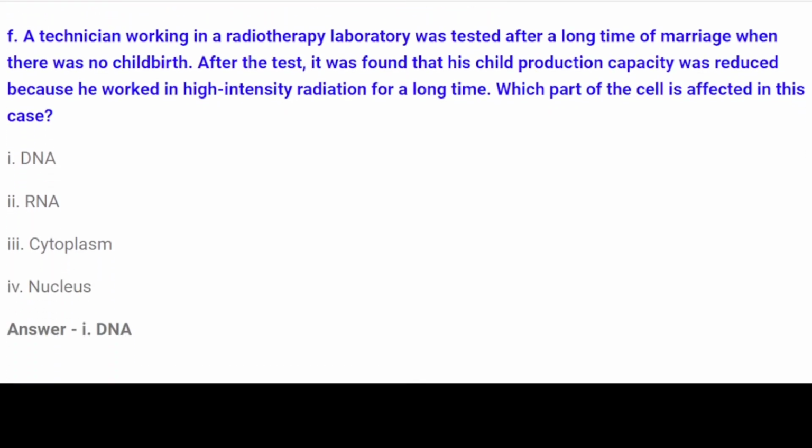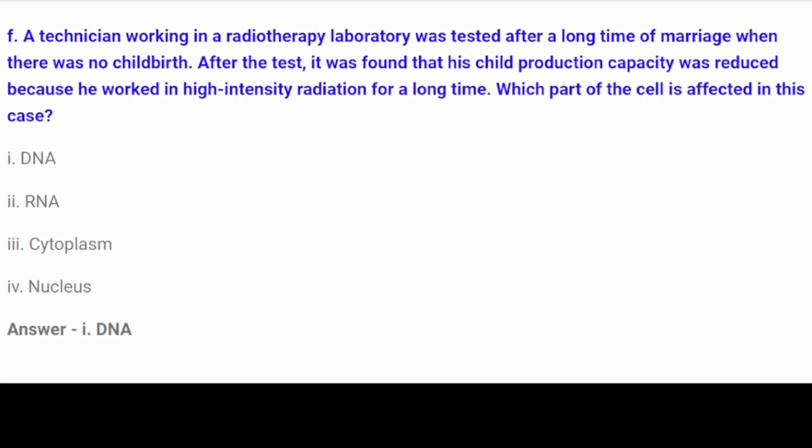F. A technician working in a radiotherapy laboratory was tested after a long time of marriage when there was no childbirth. After the test, it was found that his child production capacity was reduced because he worked in high-intensity radiation for a long time. Which part of the cell is affected in this case? 1. DNA. 2. RNA. 3. Cytoplasm. 4. Nucleus. Answer 1.